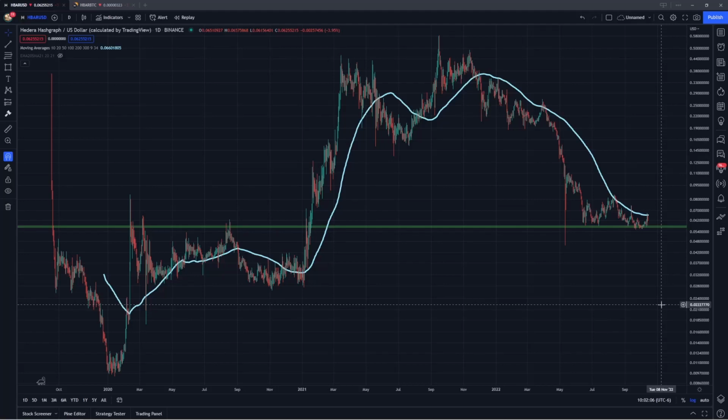Today I'm going to be providing a long-term market analysis update for Hedera Hashgraph. I'll be talking about some very key moving averages I'm looking at on the daily and weekly charts. I'm going to cover some very key levels of support and resistance, and I'm also going to talk about the HBAR Bitcoin ratio.